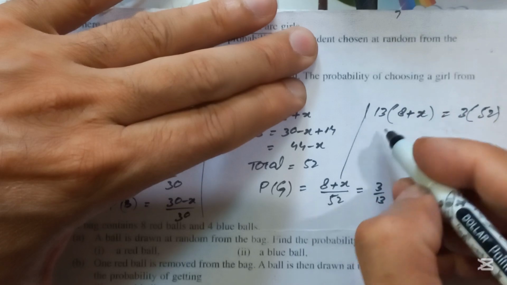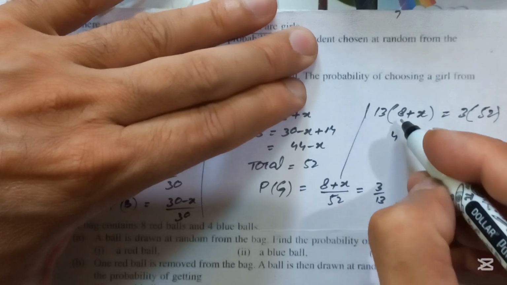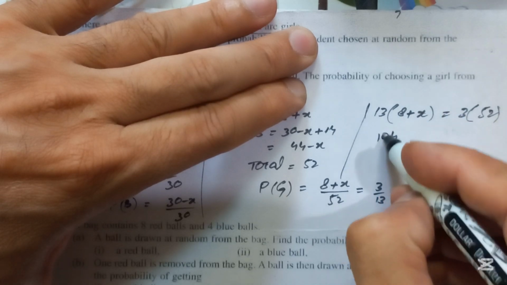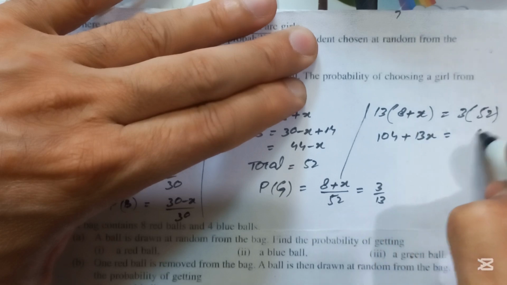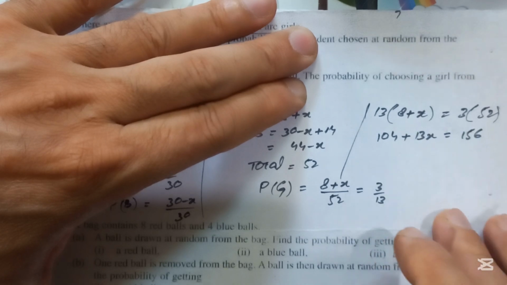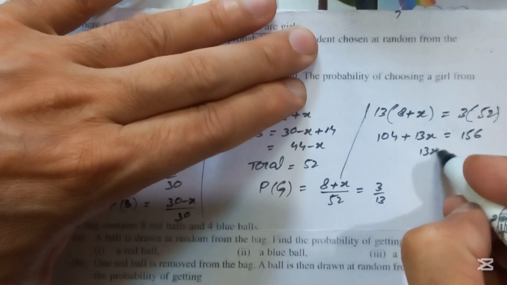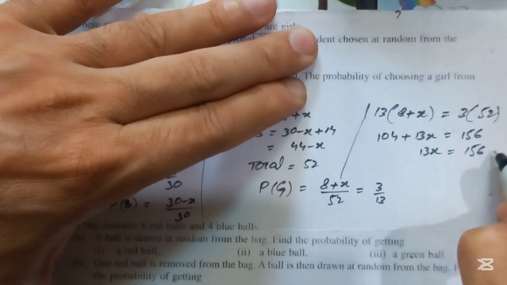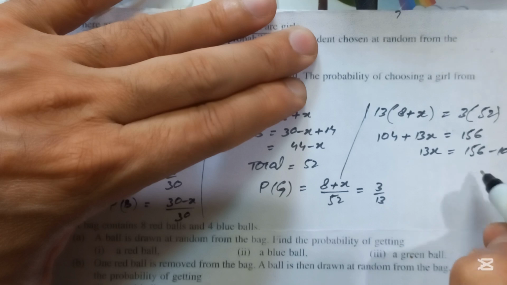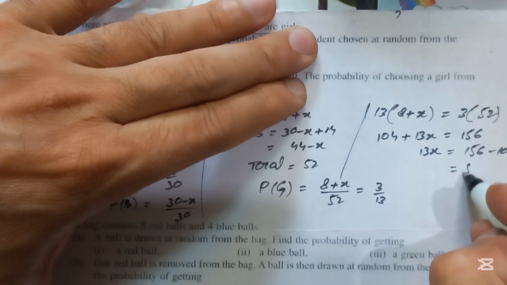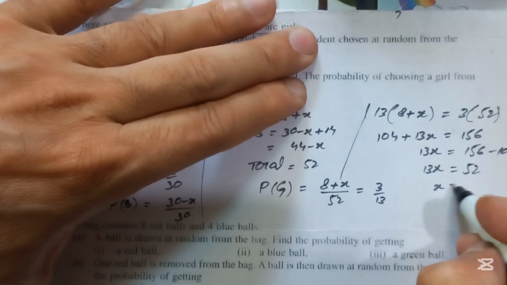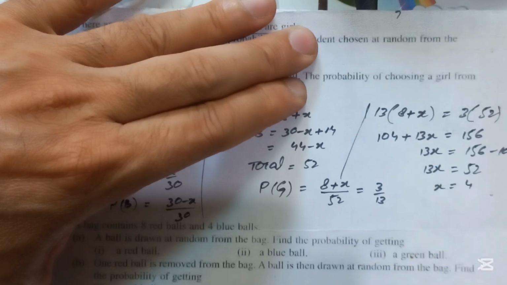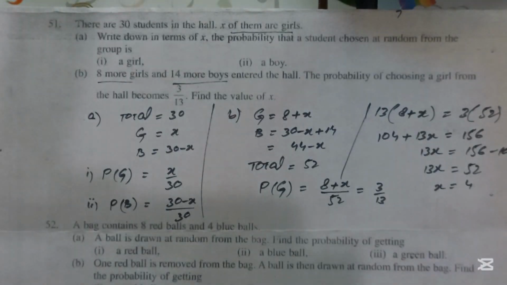Okay, solve it now. 8 threes are 24, 2 and 10 plus 13x will be equal to 3 twos are 6, 3 fives are 15. So 13x is equal to 156 minus 104. So the answer will be 52. And 13x will go to the right side. X will be equal to 4.